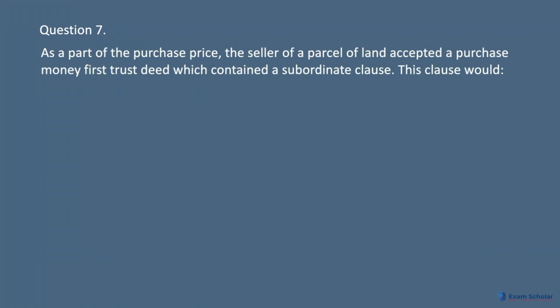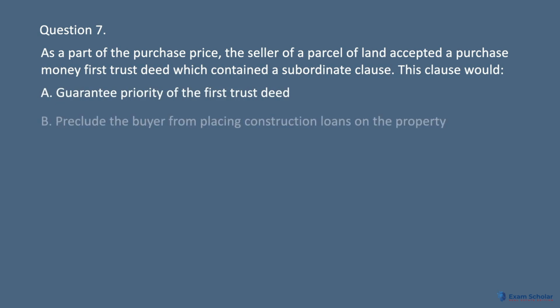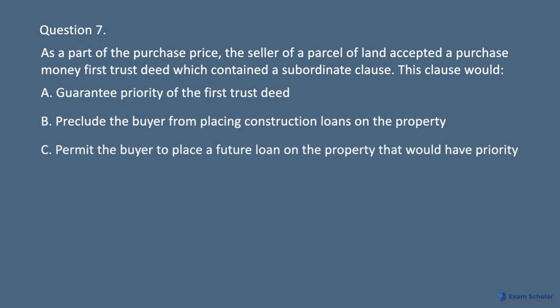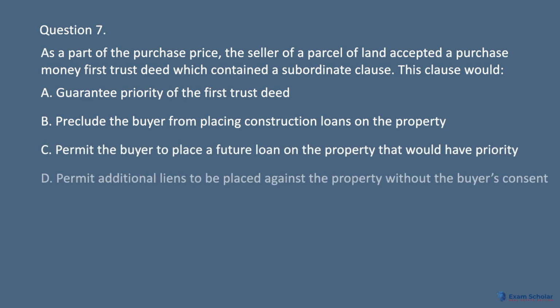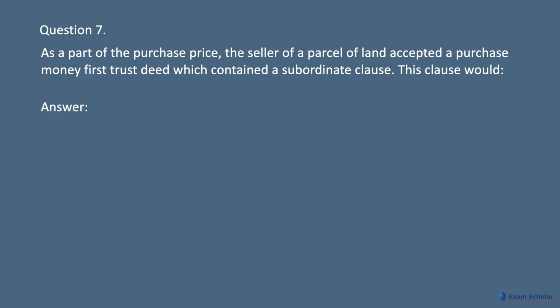Question 7. As a part of the purchase price, the seller of a parcel of land accepted a purchase money first trust deed which contained a subordination clause. This clause would A. Guarantee priority of the first trust deed. B. Preclude the buyer from placing construction loans on the property. C. Permit the buyer to place a future loan on the property that would have priority. D. Permit additional liens to be placed against the property without the buyer's consent. Answer.